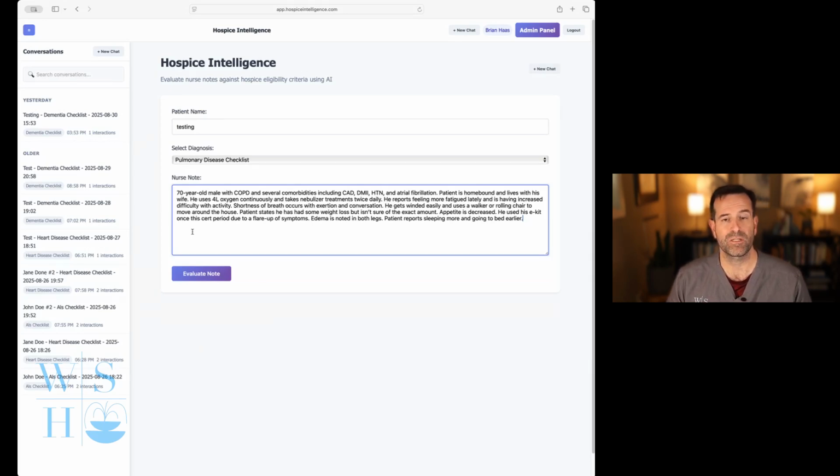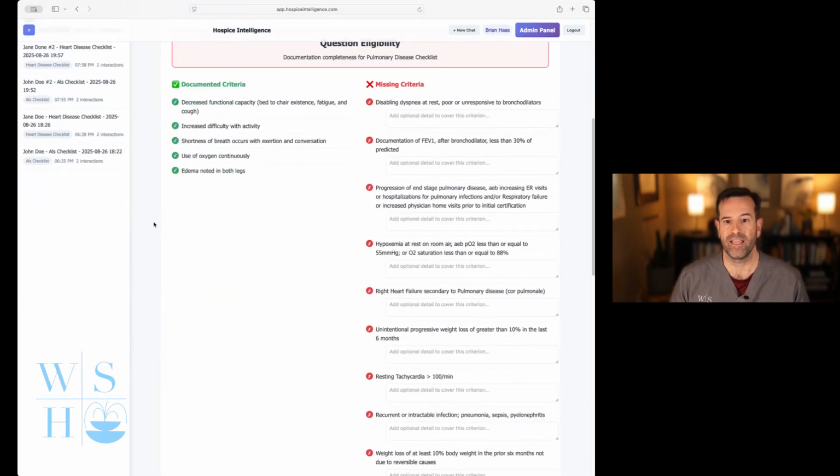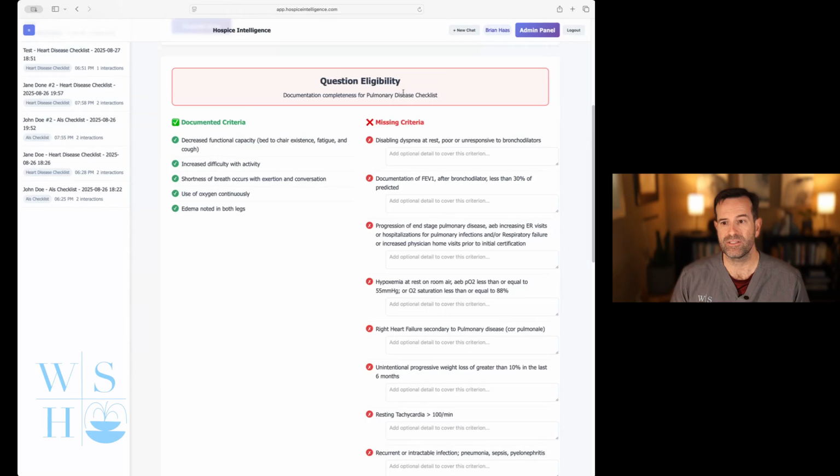Now, at first glance, this is a relatively good pulmonary disease checklist note, certification of terminal illness. We're going to go ahead and evaluate the note and see what criteria the AI is able to identify that we've done. Right now it's telling us, based upon our score, that we're questioning the eligibility of this patient because we only have 5 of the documented LCD criteria present. We have the decreased functional capacity, increased difficulty with activity, shortness of breath occurring with exertion, and using continuous oxygen.